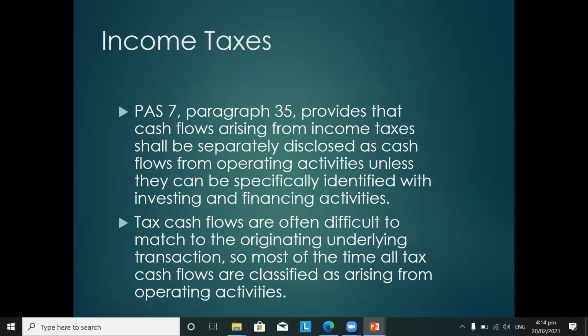PAS 7, paragraph 35 provides that cash flows arising from income taxes shall be separately disclosed as cash flows from operating activities unless they can be specifically identified with investing and financing activities. Tax cash flows are often difficult to match to the originating underlying transaction. So most of the time, all tax cash flows are classified as arising from operating activities.